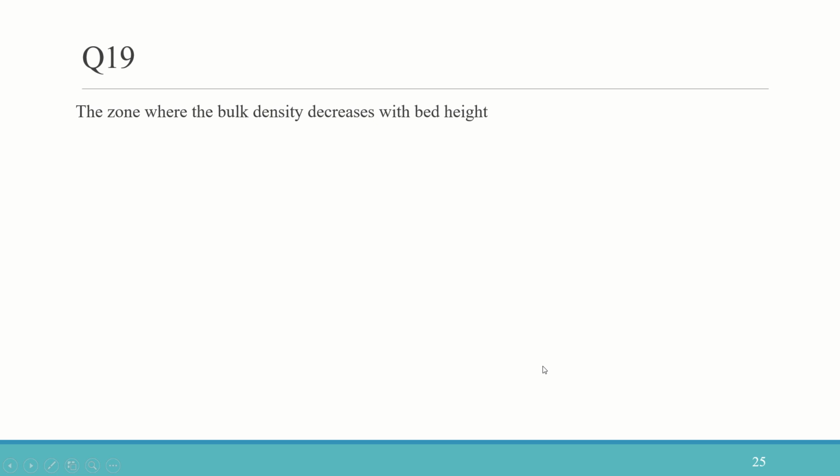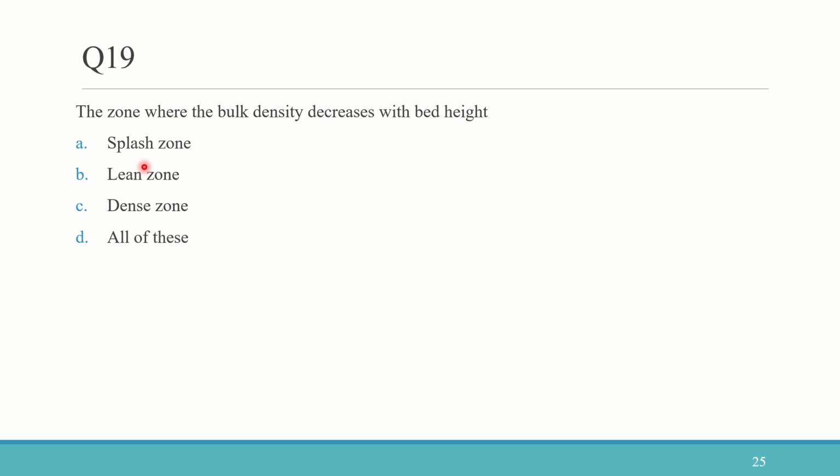In question 19, the zone where bulk density decreases with bed height is dash. Option A splash zone, option B lean zone, option C dense zone, option D all of these. So in fluidized bed actually we have two different zones where the solids are almost present, and the top zone where density of solid decreases with bed height. So the top zone is known as lean zone and bottom zone is known as dense zone, and the region in between the both zones is known as splash zone.